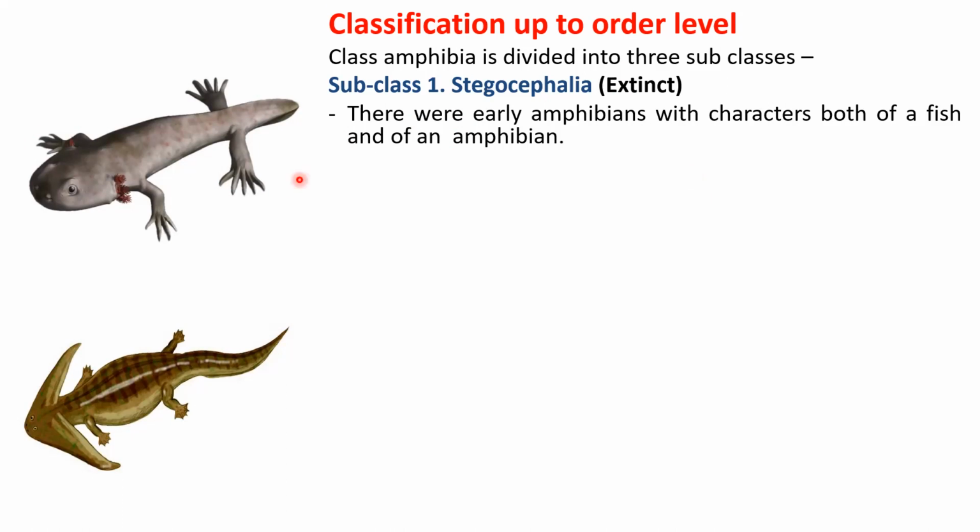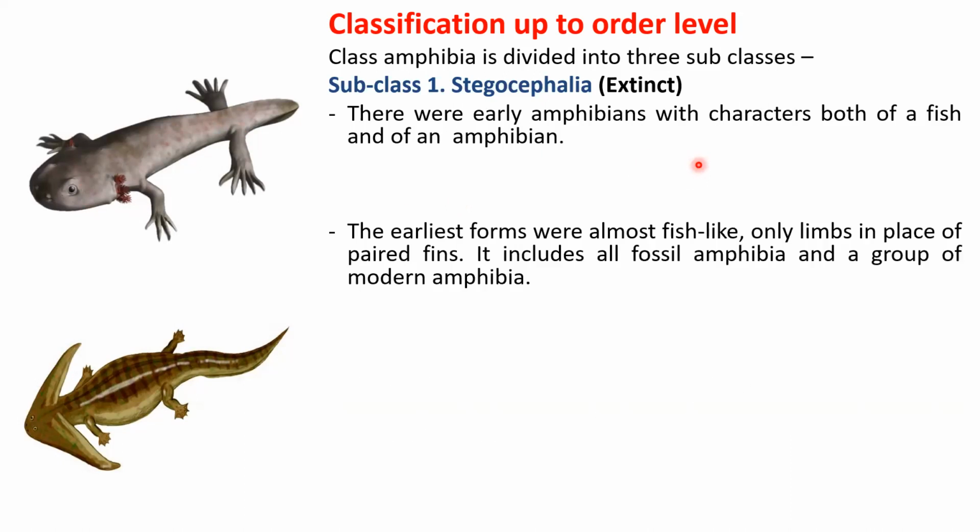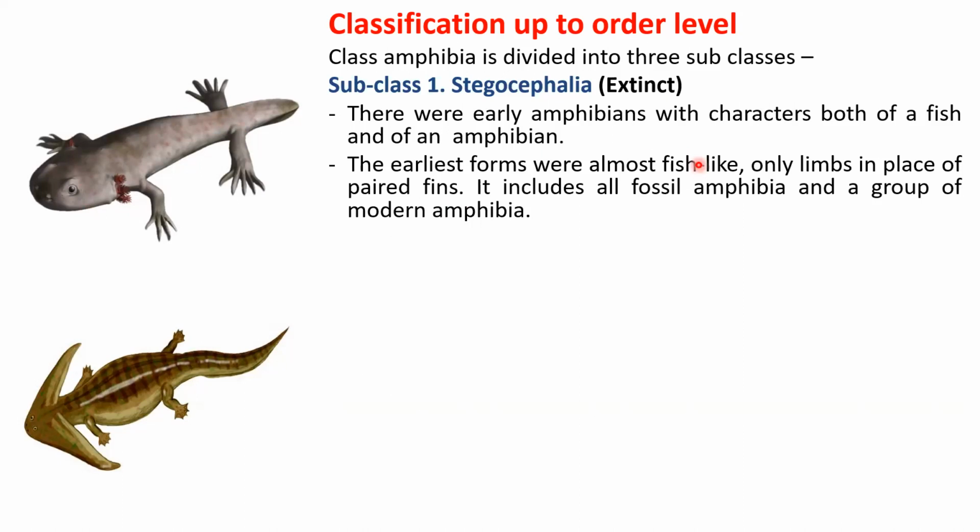Then it is noted that the characters of these amphibians are just like amphibians and fishes. The earliest forms were almost fish-like, with only limbs in place of paired fins. In particular, it includes all fossil amphibia and a group of modern amphibia. So the earliest forms of this subclass, the Stegocephalia, are almost fish-like, and only the limbs are present in place of paired fins.